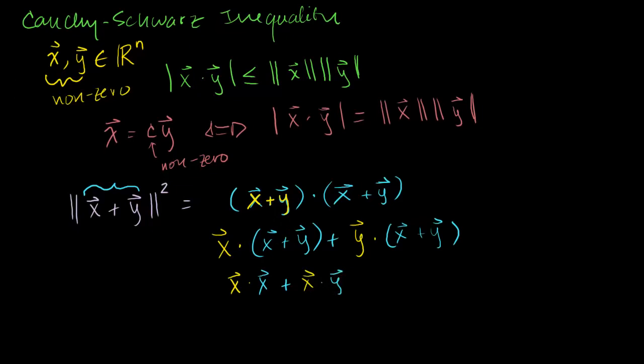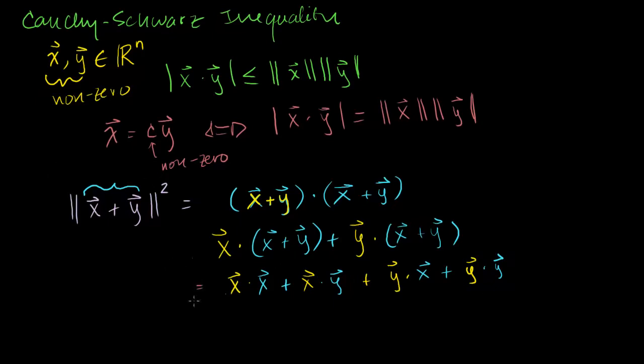And then it's plus y dot x, so y dot x plus this yellow y dot the yellow x, dot the yellow, sorry, dot the blue y. So the length of our vector x plus y squared can be rewritten like this. And I'll just switch back to one color.